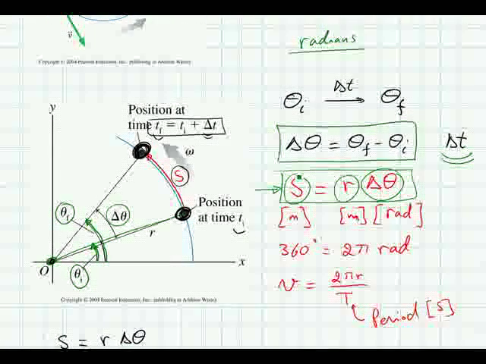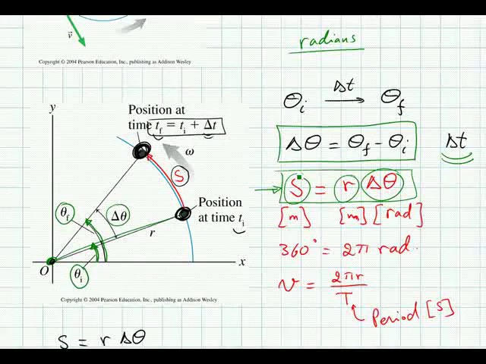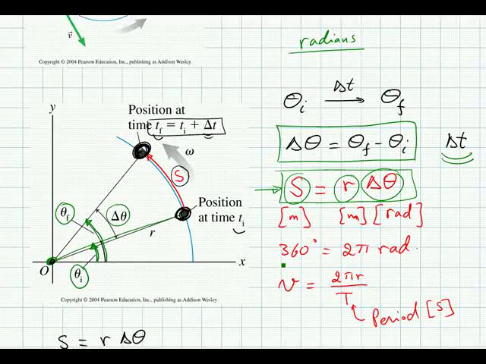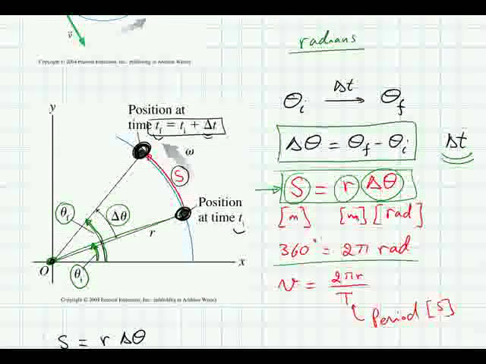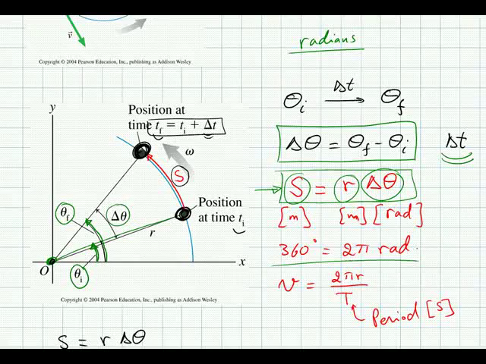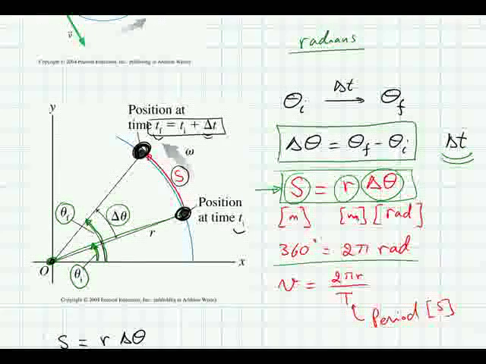Now, just a quick refresher. As you know, I'm sure you've studied this in high school before, 360 degrees is equal to 2 pi radians. That's a simple conversion between degrees and radians. But if you keep your calculator in the radians mode, then you don't need to worry about the conversion.